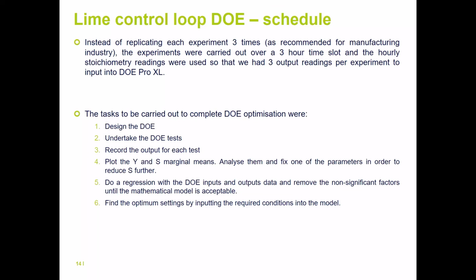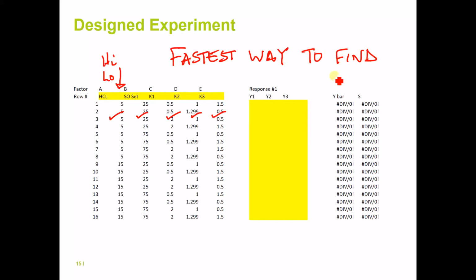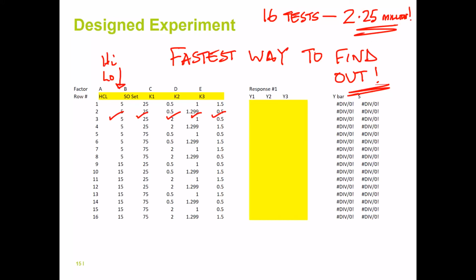So this is the process that we're going through. We're going to design an experiment, and we're going to take a look at the mathematics. So here's the 16 tests. You can see, look, what we've done in each test, we've gone high and low in each column. High and low for the HCl set point, high and low for the SO2 set point, the K1, the K2, the K3, they've all gone high and low in a particular special pattern. This pattern is the fastest way to find out. Why would you use any other technique other than a designed experiment? This is the fastest way to find out, and it's only 16. Let's be clear. 16 tests out of 2.25 million tests you could pick. How efficient is that? It's the most fantastic technique to use.